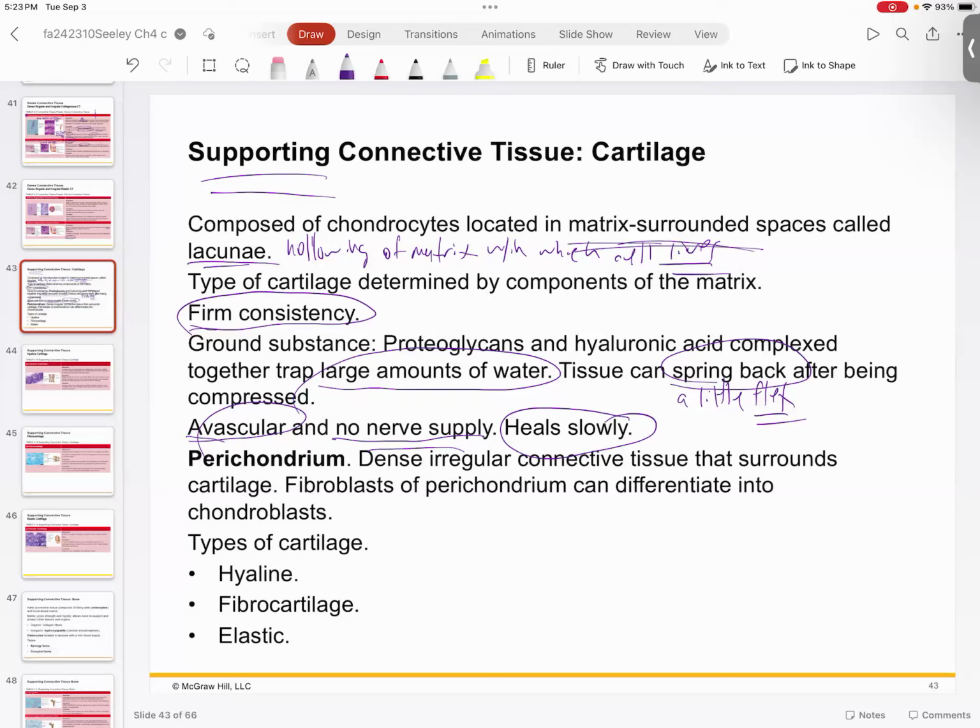Around cartilage, you have what's called a perichondrium. So peri means around. That's basically what that term means. Chondrium is referring to the cartilage. And so around the cartilage itself is dense irregular tissue. It's connective tissue that surrounds it. And in the perichondrium are fibroblasts. Our fibroblasts are the cells that basically lay down connective tissue.